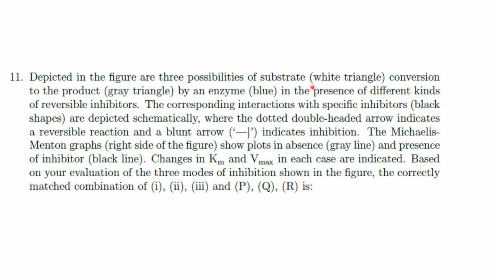Depicted in the figure are three possibilities of substrate, that is the white triangle, conversion to the product, that is the grey triangle, by an enzyme which is blue in color, in the presence of different kinds of reversible inhibitors. The corresponding interaction with specific inhibitors, black shades, are depicted schematically, where the dotted double-headed arrow indicates a reversible reaction and a blunt arrow indicates inhibition. The Michaelis-Menten graphs on the right side of the figure show the plot in the absence of inhibitor as the grey line and in the presence of inhibitor as the black line. Changes in Km and Vmax in each case are indicated. Based on your evaluation of the three modes of inhibition shown in the figure, correctly match the combinations.